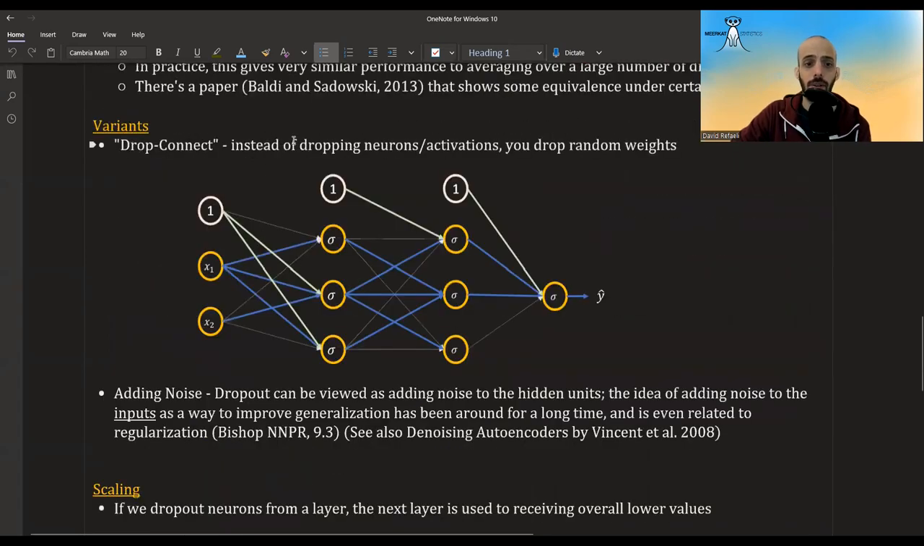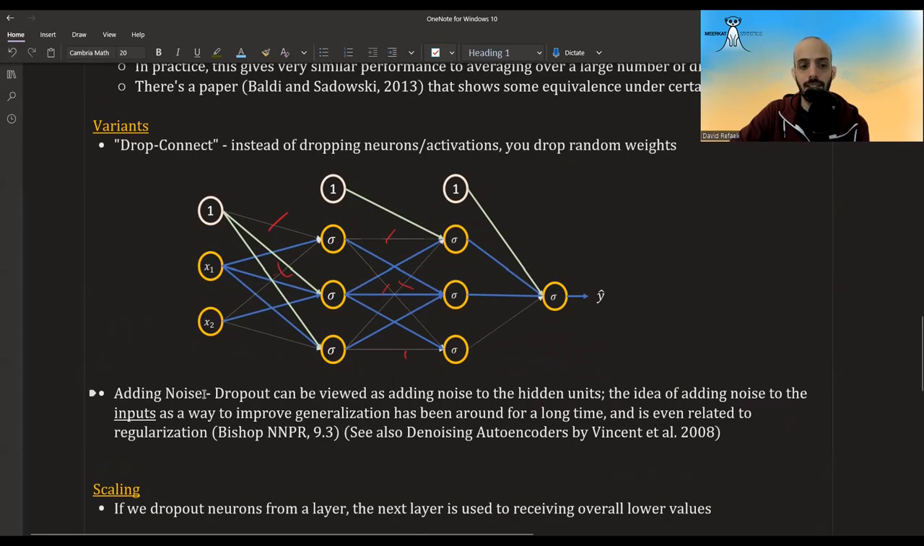There is something called DropConnect, which instead of dropping entire neurons, just randomly drops weights. So instead of dropping this neuron and all of its connections, so without this connection and without this connection, no, we don't drop the neuron, we're just dropping the weight. So this weight was randomly chosen to shut off. This weight, this weight, this weight, etc.